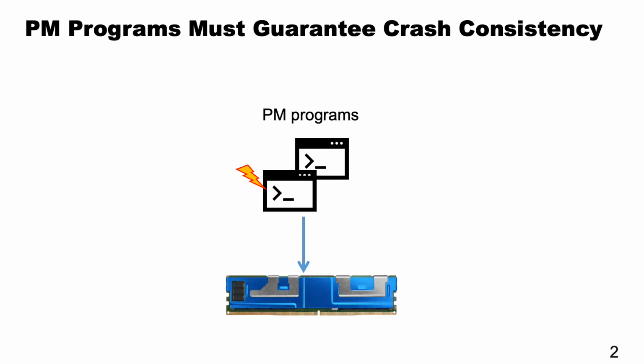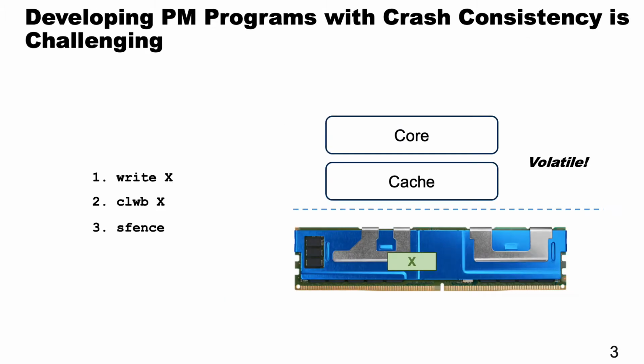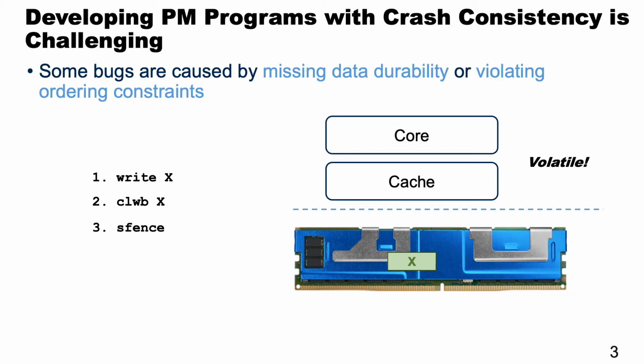Persistent memory programs are expected to recover to a consistent state and be able to resume execution in the event of a failure. PM programs must guarantee crash consistency. However, developing PM programs with crash consistency is challenging. Some bugs are caused by missing data durability or violating ordering constraints.